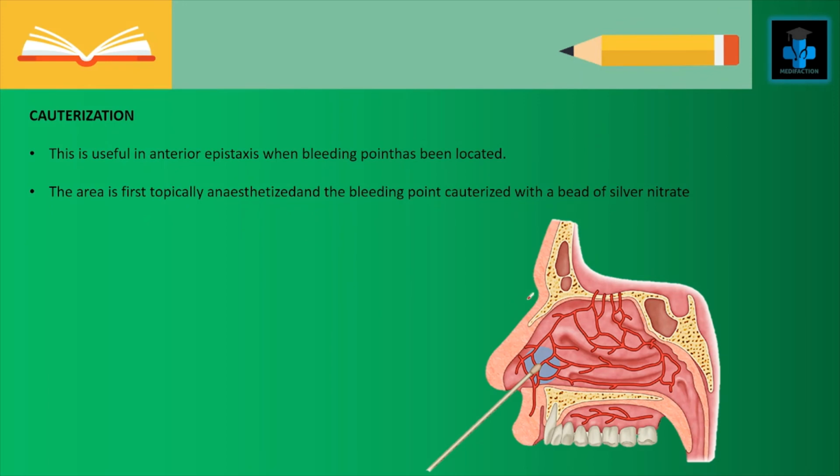Next type of management is cauterization. This is useful in anterior epistaxis when the bleeding point has been located. The area is first topically anesthetized and the bleeding point is cauterized with a bead of silver nitrate.